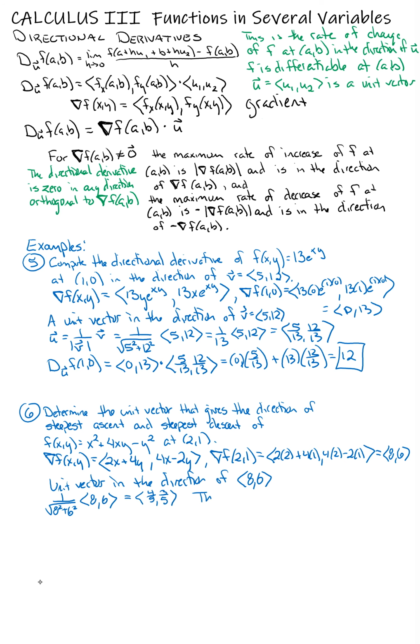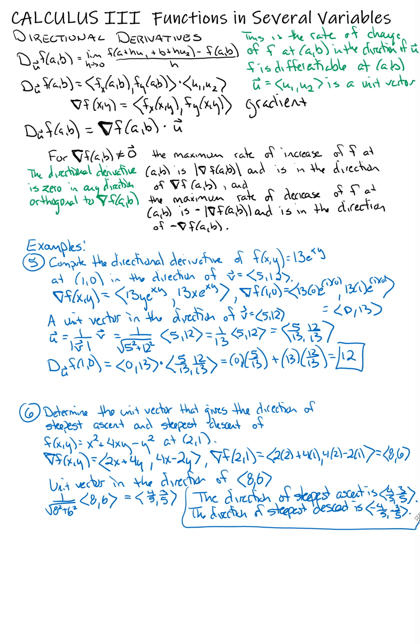The direction of steepest ascent is 4/5, 3/5, and the direction of steepest descent is the opposite of that, -4/5, -3/5. All right, well, there you go.